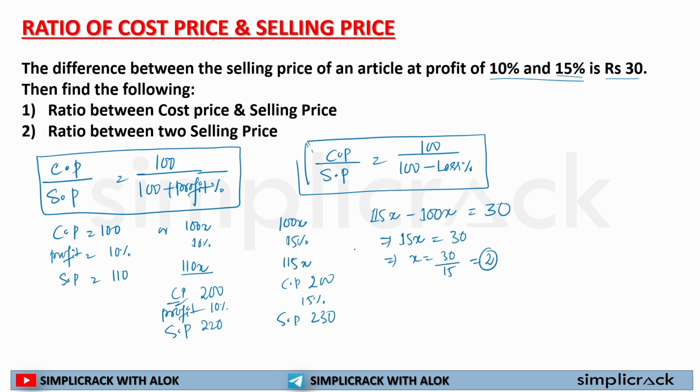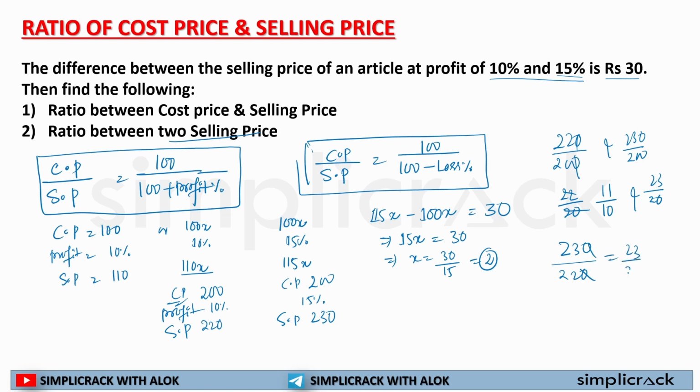So now the ratio between cost price and selling price is 220 by 200 and 230 by 200, or you can solve it like 22 by 20, divide by 2, 11 by 10, or 23 by 20. The ratio between the two selling prices, first selling price is 230, second is 220, so it can be written as 23 by 22. I hope you are able to understand how we are finding the cost prices. Okay.